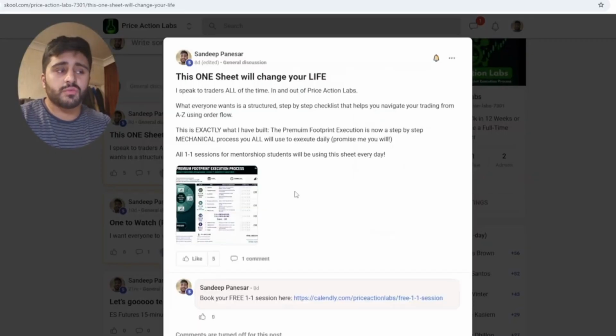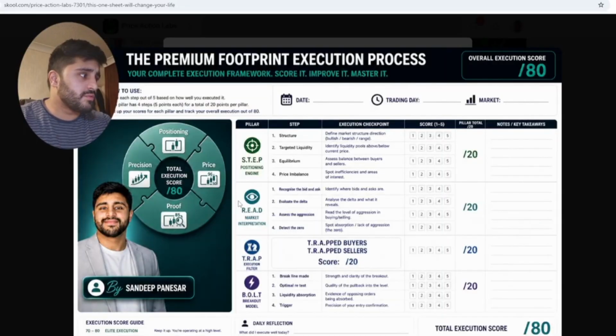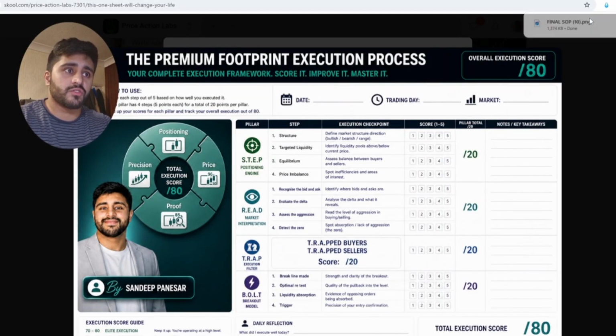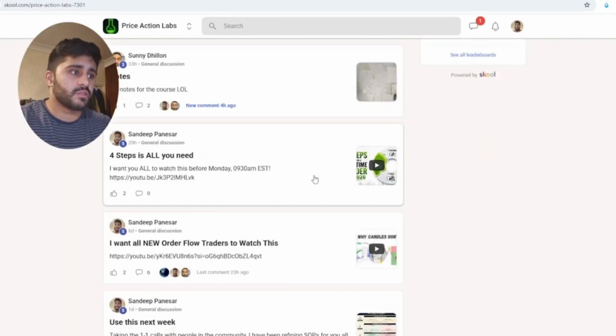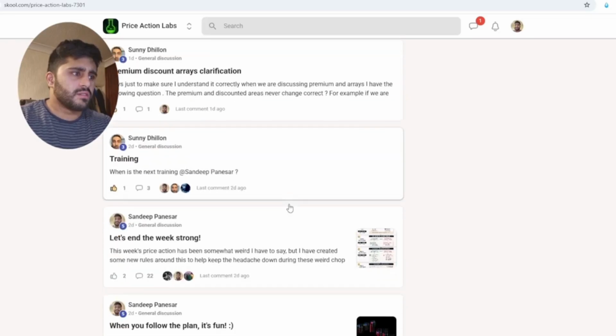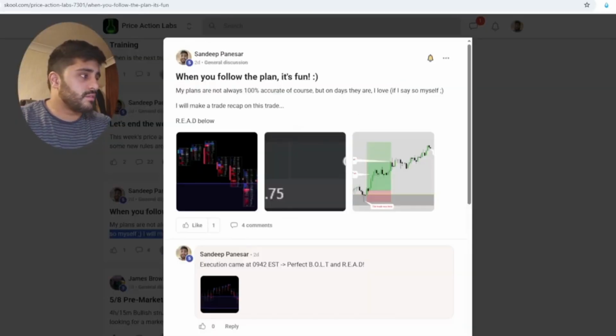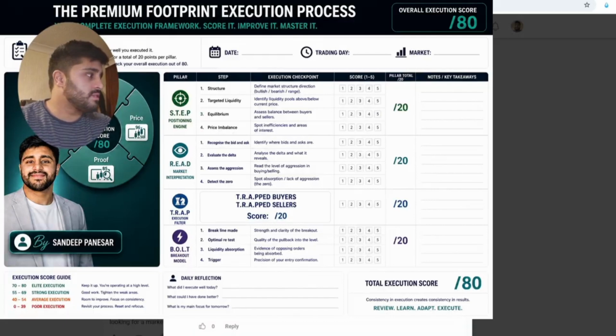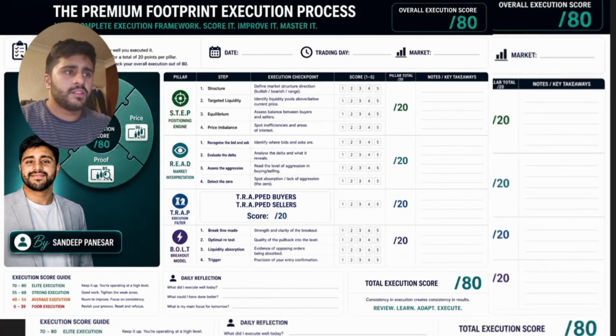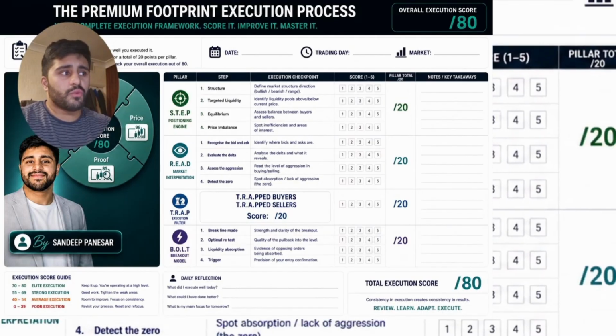I've said this one sheet will change your life. If you use it consistently, it will. So this is the process we want to follow. Let me quickly go through this with the traders. So let's bring this up. If we go here, there we go. So this is the positioning process that we use, right? This is what we call the 4-step process.